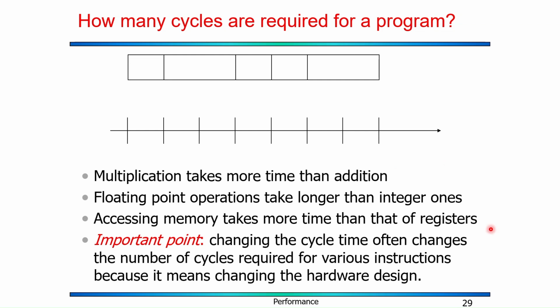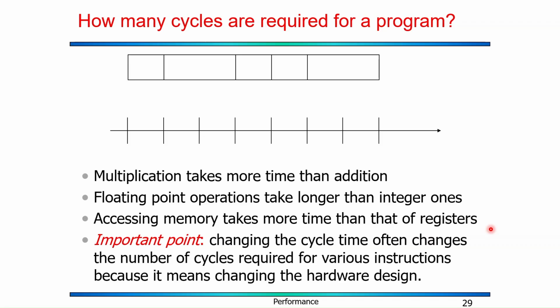Third is accessing memory. It takes more time than accessing a register. Registers are inside the CPU and extremely fast. Memory is outside the CPU and significantly slower. So instructions that load or store data from memory require extra cycles to wait for the data to arrive.